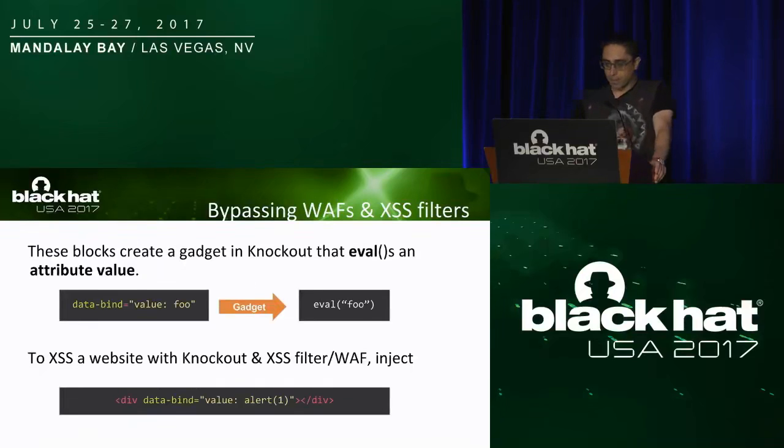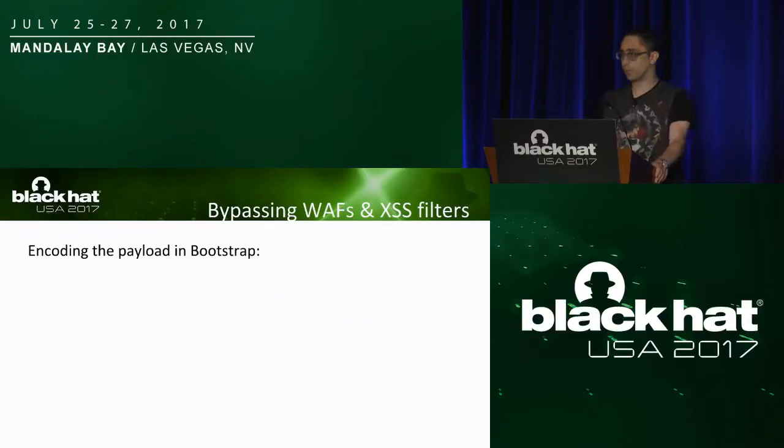So to summarize, there is a gadget in Knockout that upgrades the value of the data-bind attribute into an eval call. The function constructor is essentially an eval equivalent in JavaScript. So in order to attack a website that happens to use the Knockout library, and on top of that uses an XSS filter or a web application firewall, instead of injecting a script or, I don't know, image source equals x, onerror equals your payload, it's enough if you just inject this fairly innocent-looking, to the mitigations, div element. But there are way more examples of that.